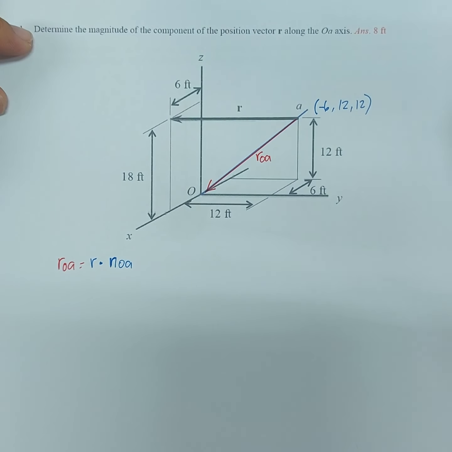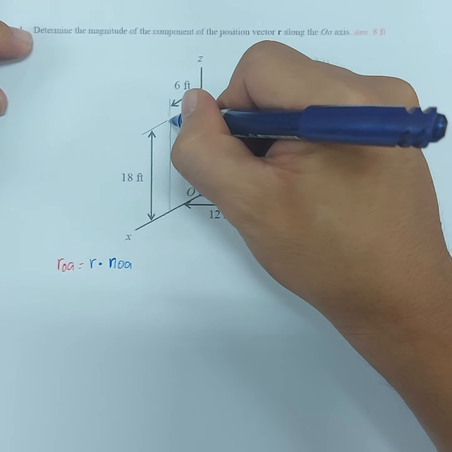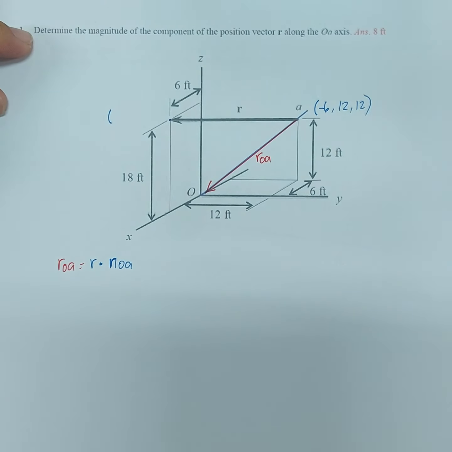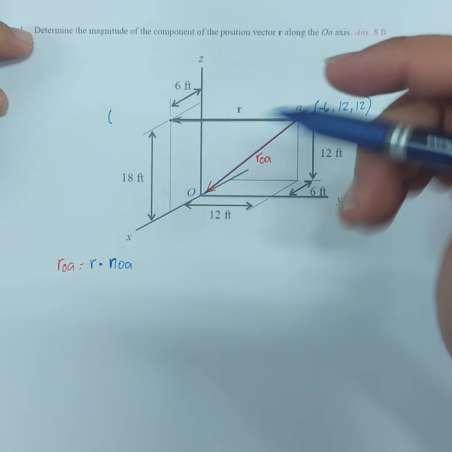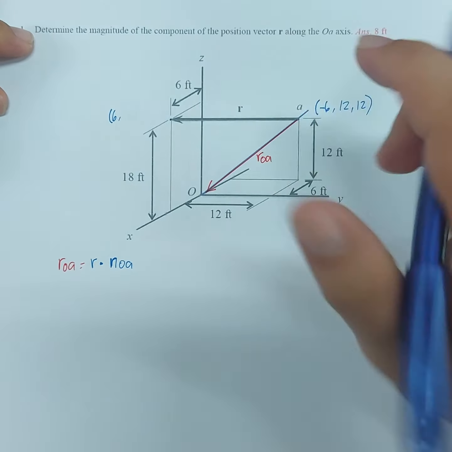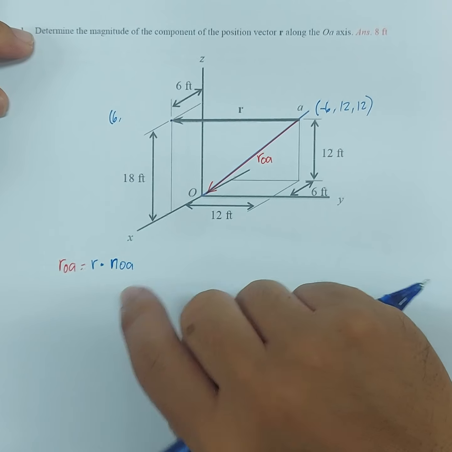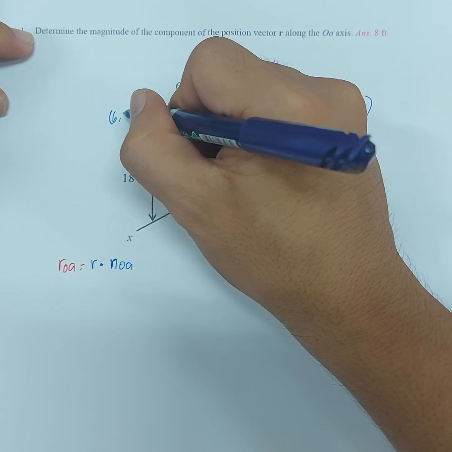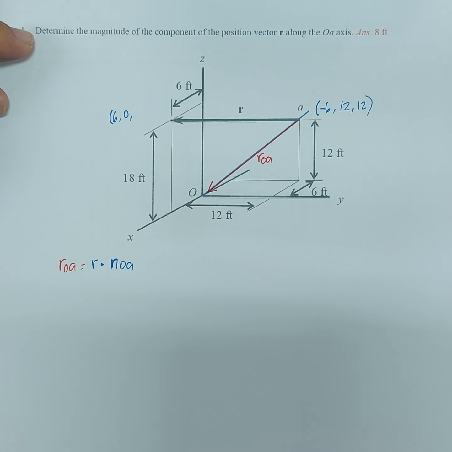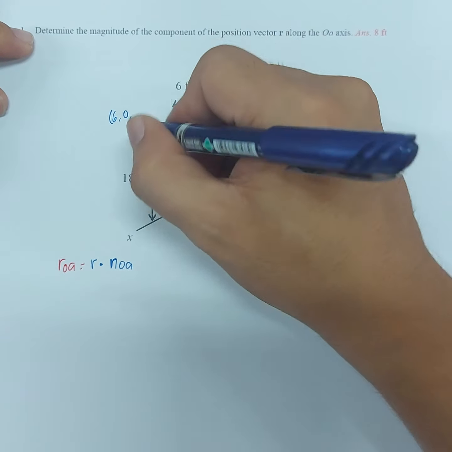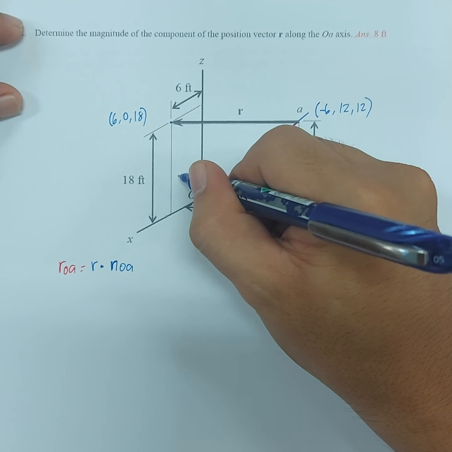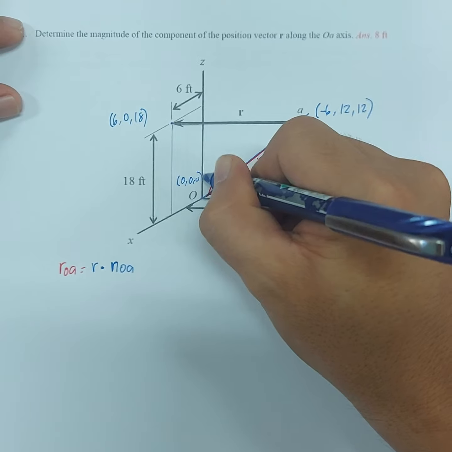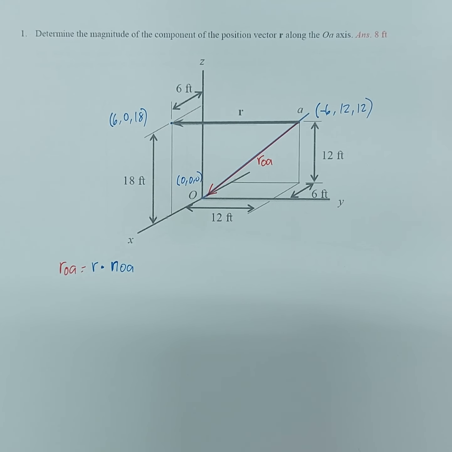And next, this point. What are the coordinates there? The x coordinate is positive, so 6. The y coordinate, it has no y coordinate, so that is 0. And the z coordinate is 18. Of course, at the origin, the coordinates are 0, 0, 0 for all the axes.